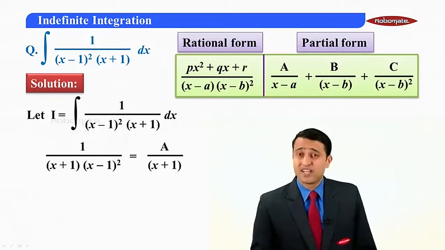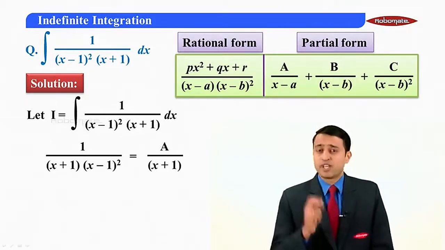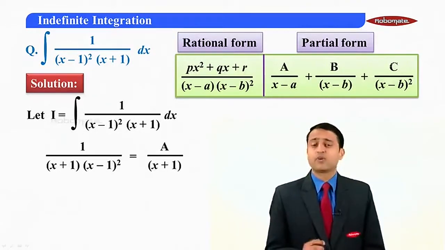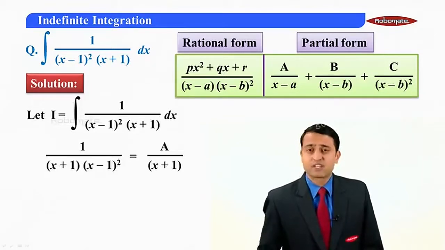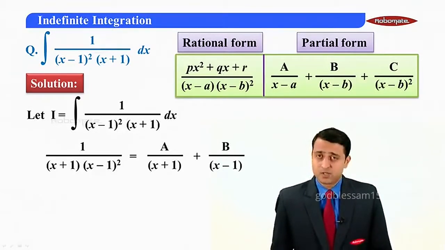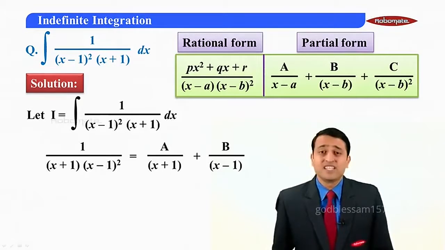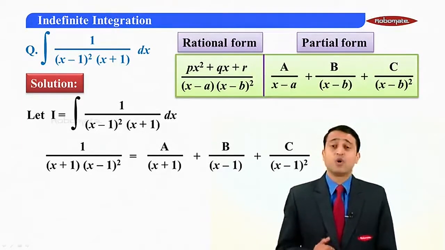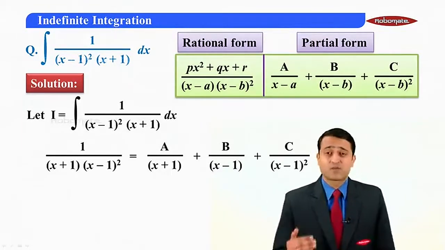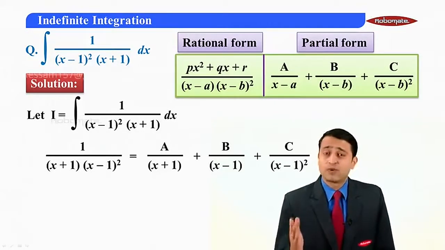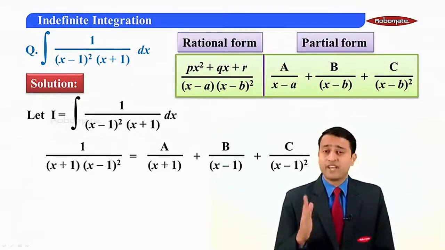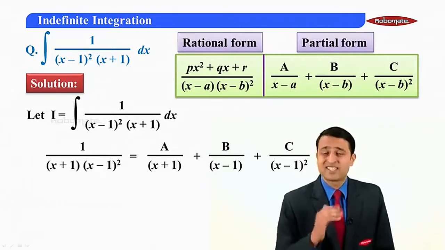Now x minus 1 is repeated twice, so there will be two terms corresponding to x minus 1. The first will be B upon x minus 1. The second will be C upon (x minus 1) the whole square. Because x minus 1 is repeated twice, you will have two terms corresponding to it, where you will increase the power by 1 in the second term.